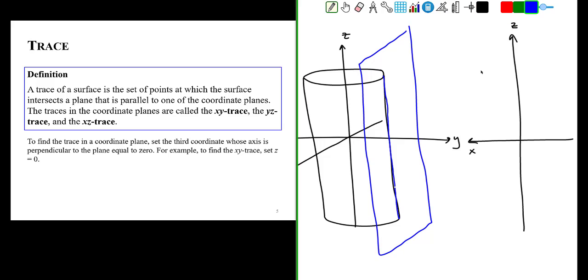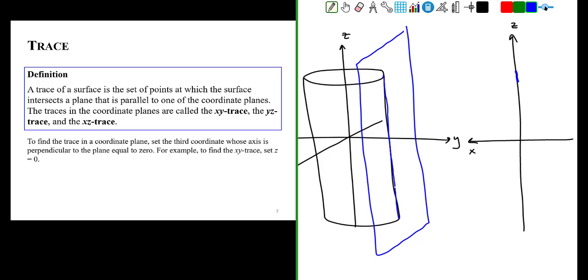And that trace that we just created, this line right here, right on top of and parallel to the z-axis, we will call this line the line produced by the y equals y1 plane when that plane intersects our cylinder. So we will call this the y equals y1 trace.